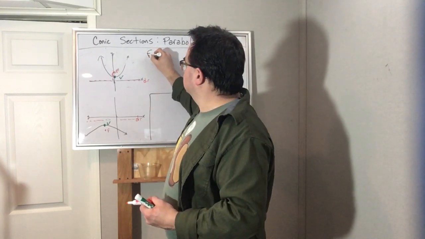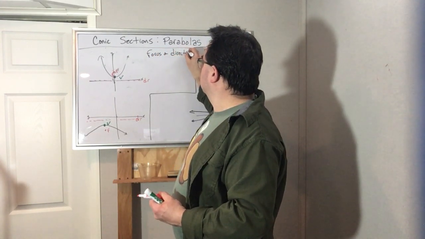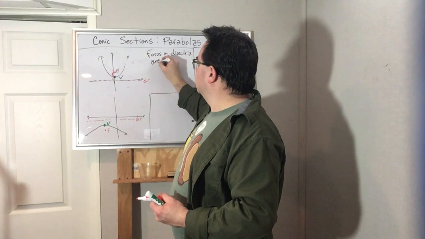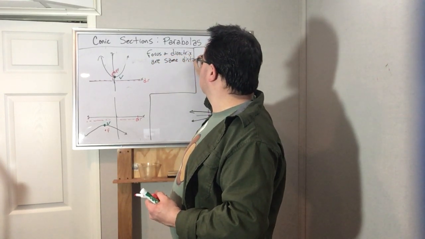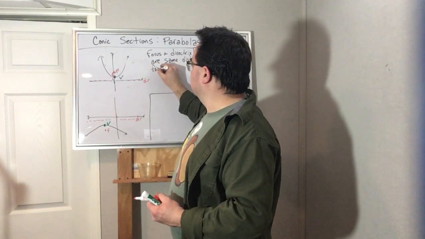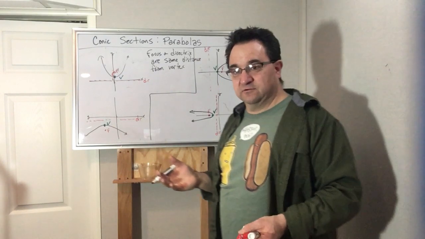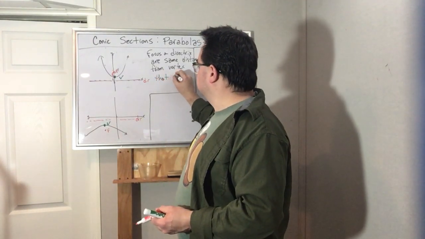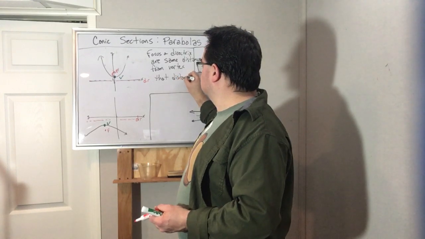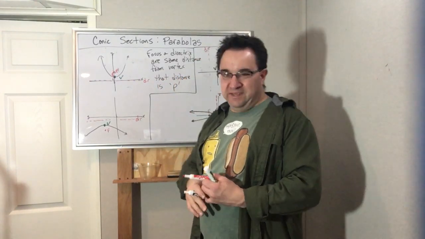It turns out, here, let me get rid of this. The focus and the directrix are the same distance from the vertex. It's just they're on either side of each other, or the vertex is right in the middle. And we call that distance P. We use the variable P for that.